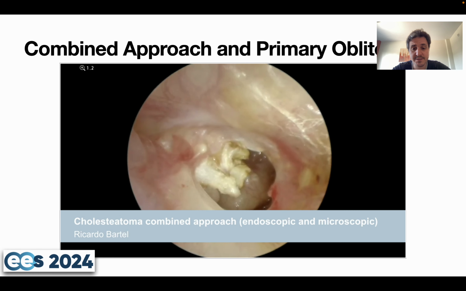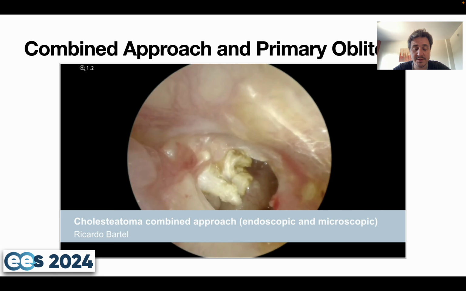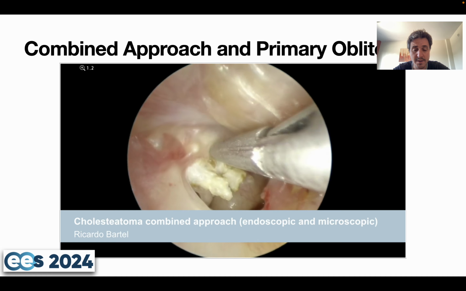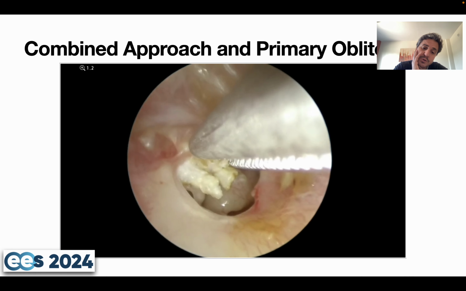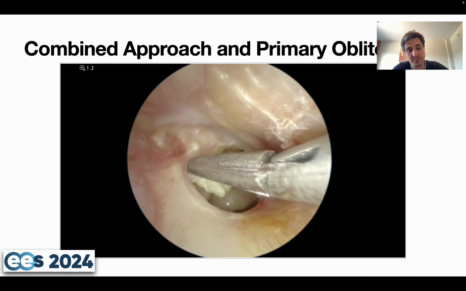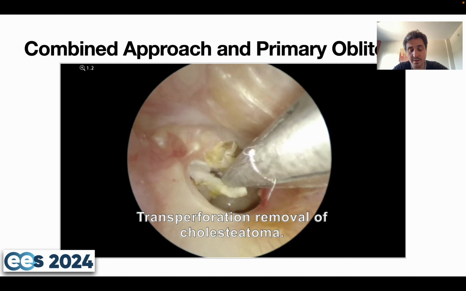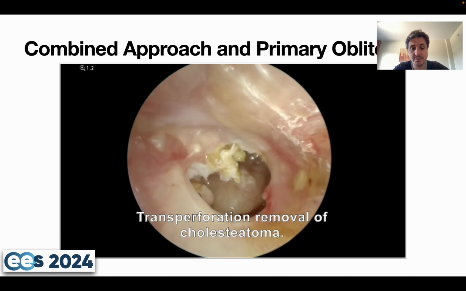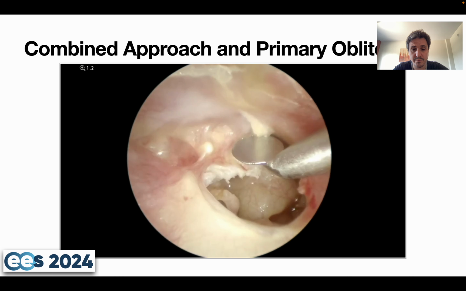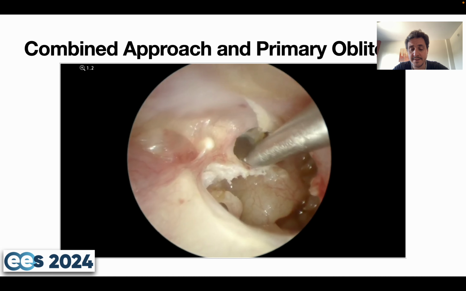And here is an example. This is a cholesteatoma. It's actually a mesotympanic, epitympanic, and protympanic cholesteatoma. We're going to remove it in the usual manner. We try to remove what we can from the external anterior canal.